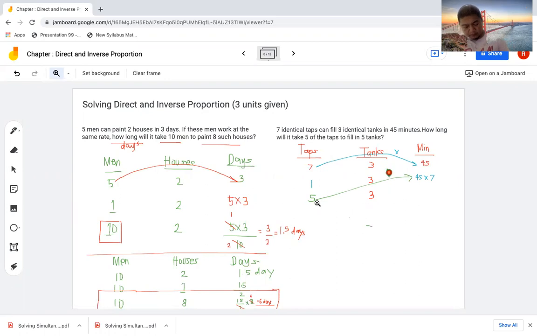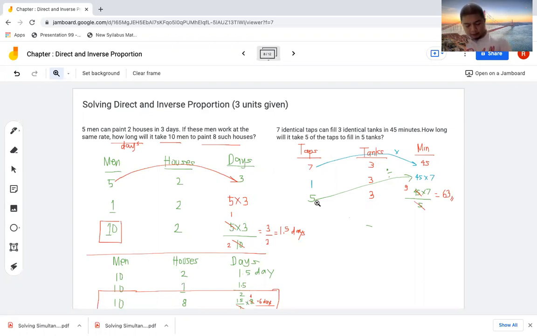So the calculation now will give you 45 times 7 over 5. And from here, you will understand that these values can be canceled as well. So this one could give you 9. 9 times 7 will give you 63. Okay, now this is for the first part.